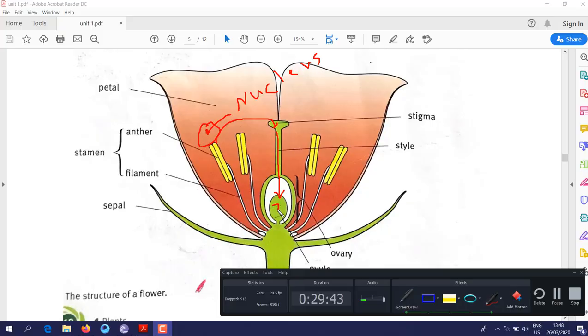And the same thing here, we have a nucleus. So when the nucleus of the pollen joins with the nucleus of the ovule, the joining of the nucleus of pollen with the nucleus of the ovule, this process we call fertilization.